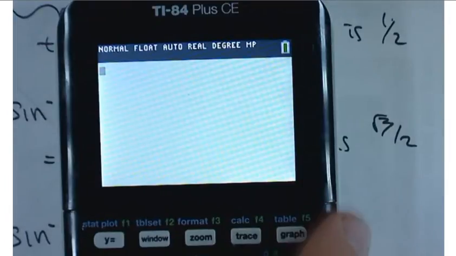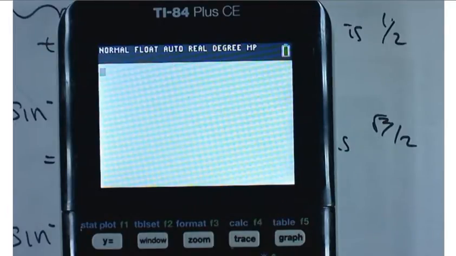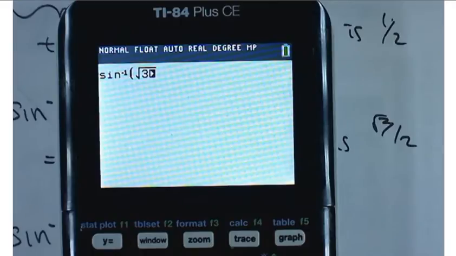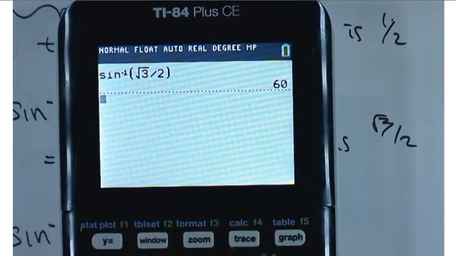I'm still in degree mode because chances are I'm not going to recognize these angles in radian mode. So second sine, second square root of 3. The one thing you have to be careful of in this one is to exit the square root. I need to hit the right arrow and get out of the square root and then divide by 2. Oh, 60 degrees. Yeah, that makes sense.